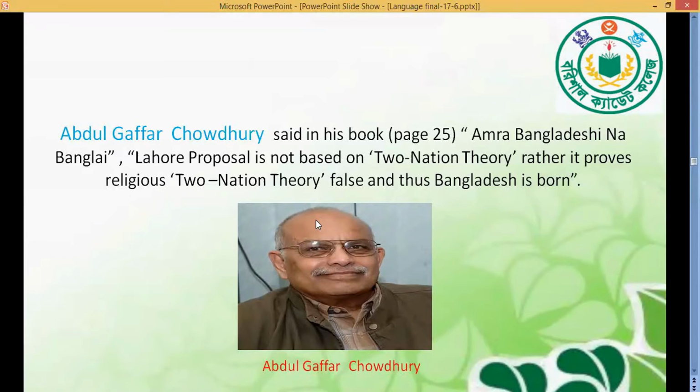But the question arises, what will be the ideology? What will be the fundamental principles of Pakistan? And it was in crisis. It was the crisis of identity of Pakistan.